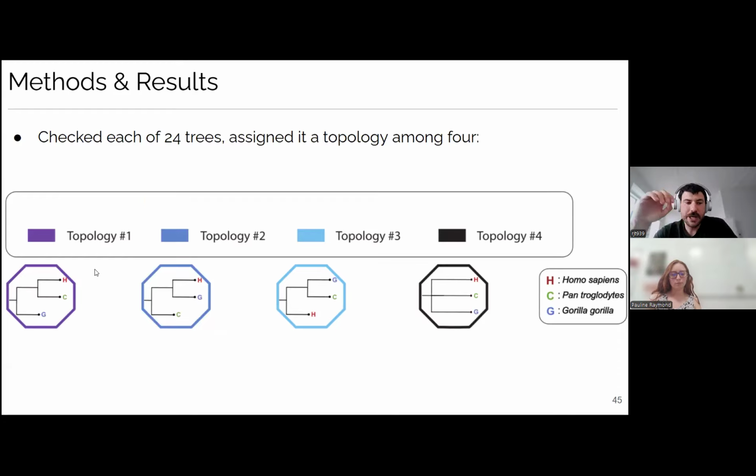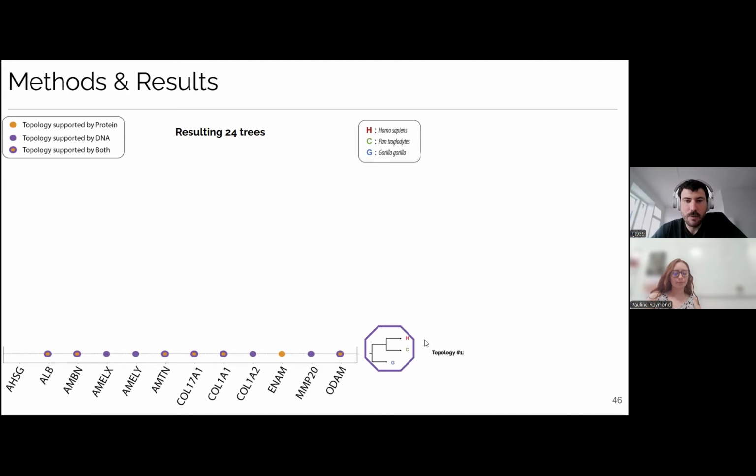And then for each tree, we assigned it a topology among these 4: topology 1, 2, 3, or 4. Topology 1 is the one that we know matches the population tree, with humans as an H being closer to chimpanzees with a C, and gorillas being the outgroup. So this is the population tree as well. Whereas other topologies like 2 has humans and gorillas being closer, topology 3 has gorillas and chimpanzees being closer. And finally, topology number 4 is called the polytomy because actually we don't have enough information to tell which one of these species is closer to one another. And then we plotted our results, which trees from which data type match which topology.